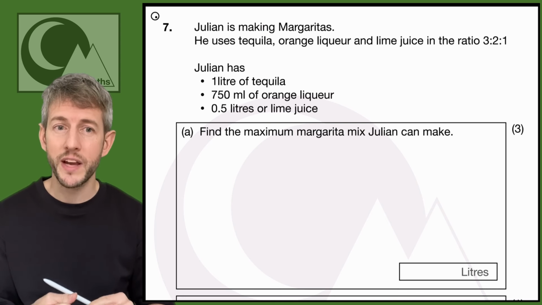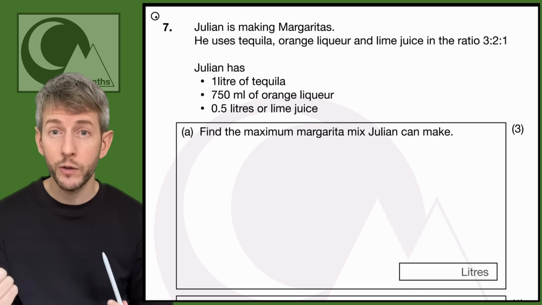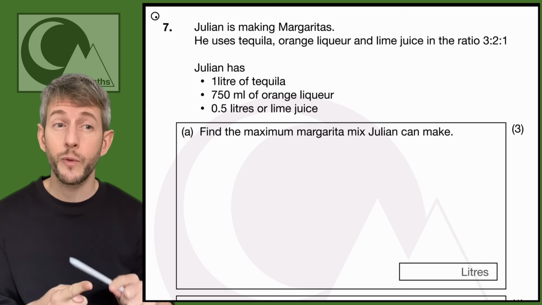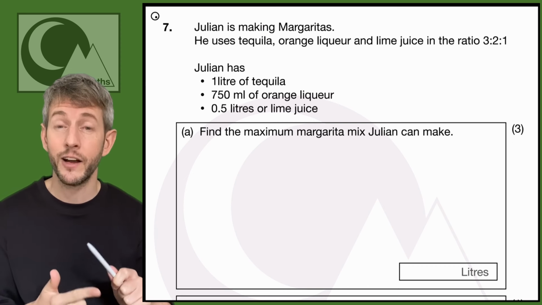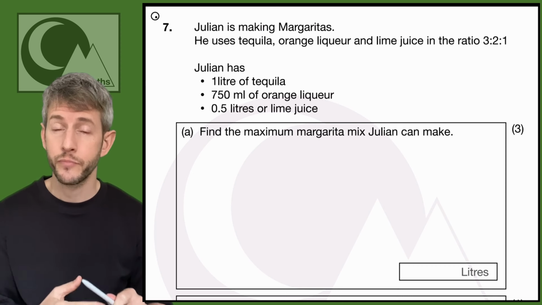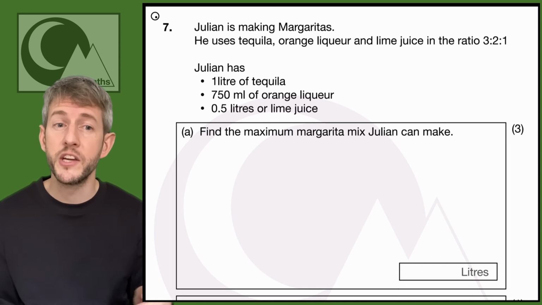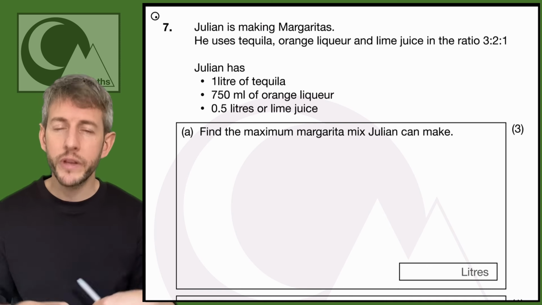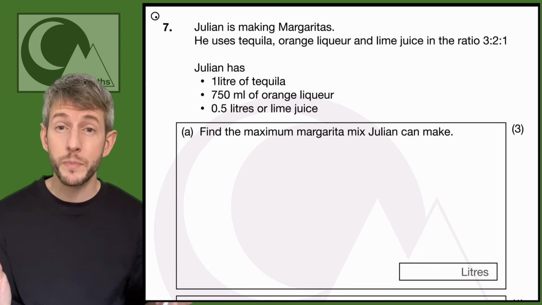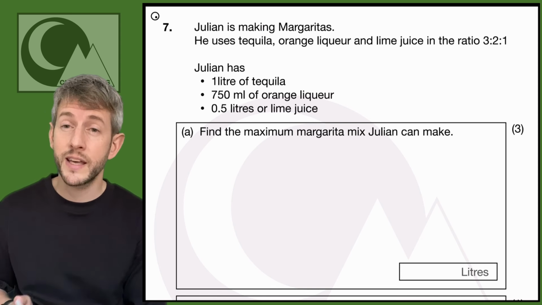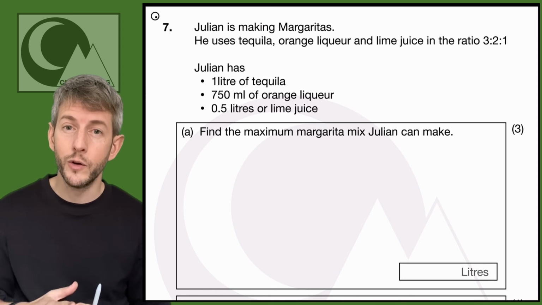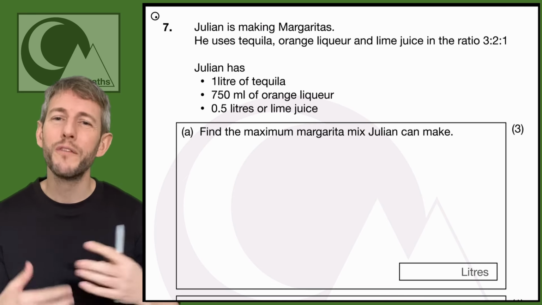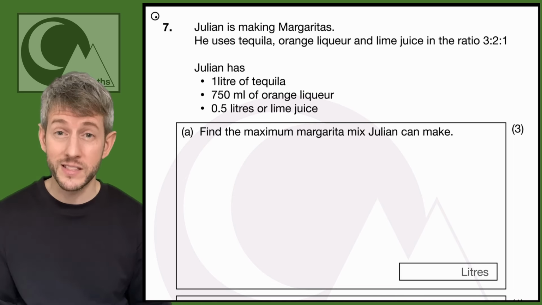Or we've got a situation where we use up all of the orange liqueur, and we need to check that we've still got enough tequila and enough lime juice for that to be okay. Or lastly, there could be the situation where we use up all of the lime juice, and we've still got to have enough tequila and enough orange liqueur for that to be the case. This sounds more confusing than it is, so I'm going to get started.